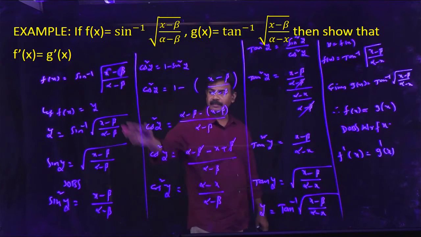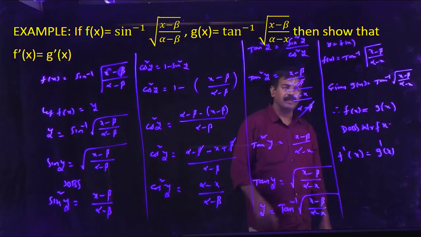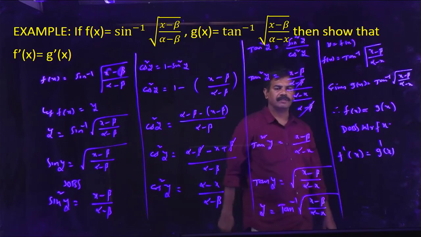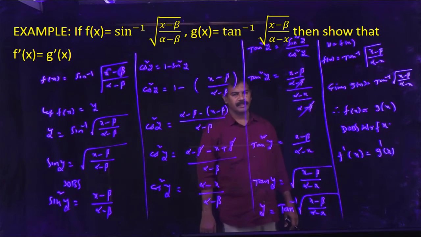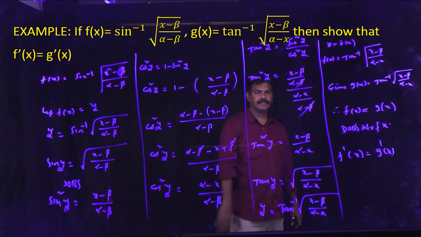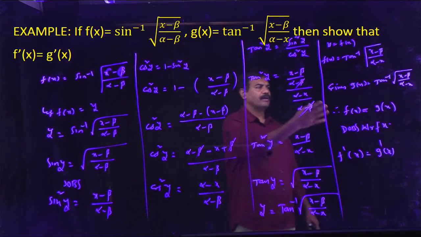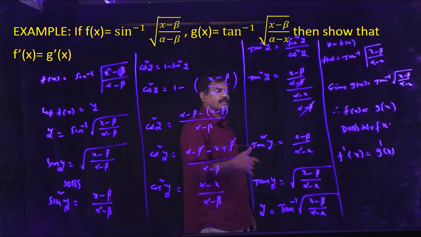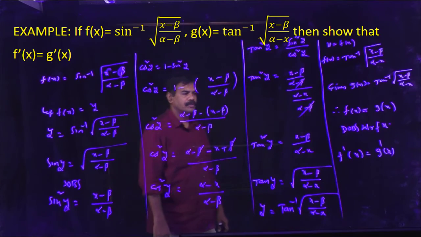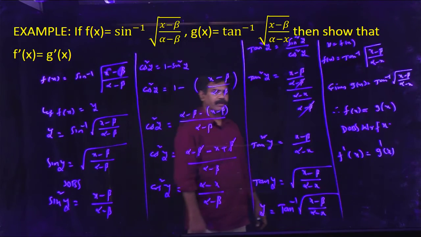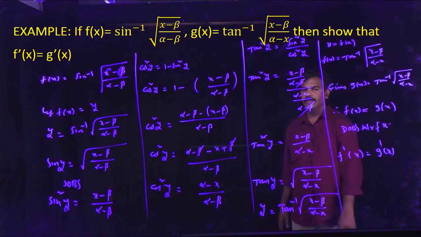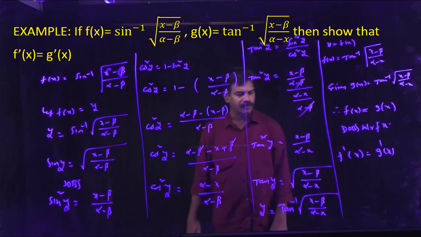Already we took f of x is equal to y, that is, y is equal to f of x. That is, f of x is equal to tan inverse of root of (x minus beta) by (alpha minus x). Already we have another function, that is, g of x is equal to tan inverse of root of (x minus beta) by (alpha minus x). Both are the same, f of x and g of x. Therefore, f of x is equal to g of x. Then, differentiating on both sides with respect to x, we get f dash x is equal to g dash x. This is the procedure to show that f dash x is equal to g dash x.